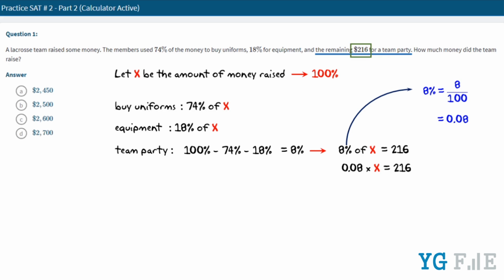So to find x, we divide both sides by 0.08. Therefore, we get x equals 2700. It means that the answer is D.